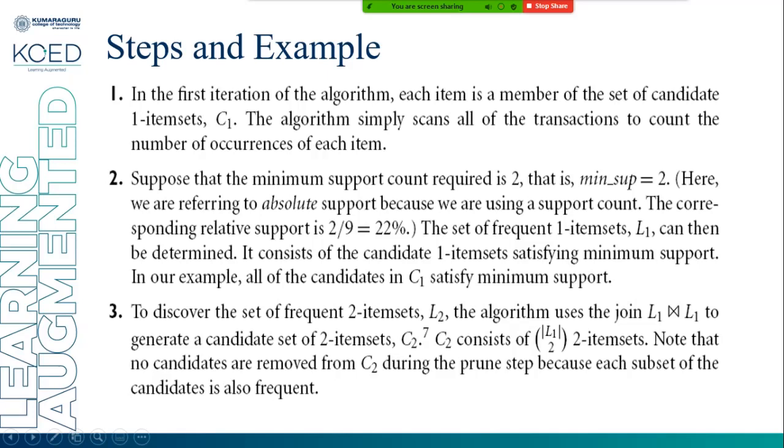So discover the set of two item sets. That means how to discover the set of frequent two item sets L2. The algorithm joins L1 with L1 to generate the candidate two item sets C2. C2 consists of the combinations of L1 taken 2 at a time, for example, like nCr. Note that no candidates are removed from C2 during the prune step because each subset candidate is also frequent. For C2 we are not removing, only during L2 we are removing.